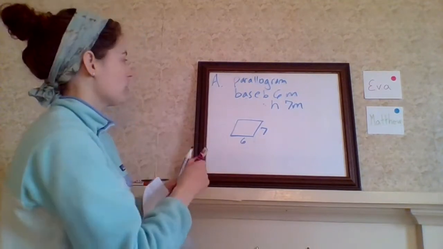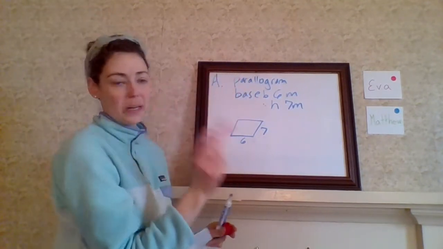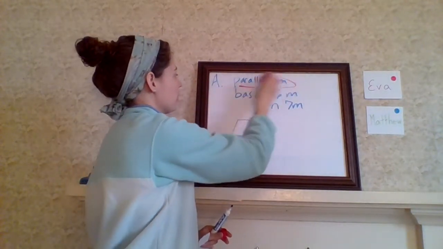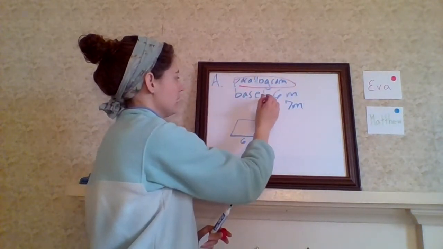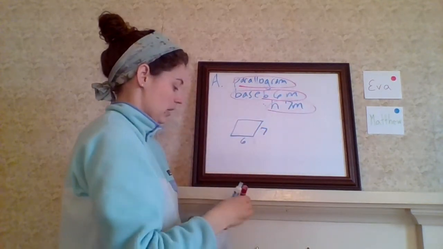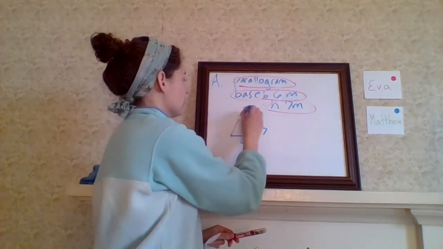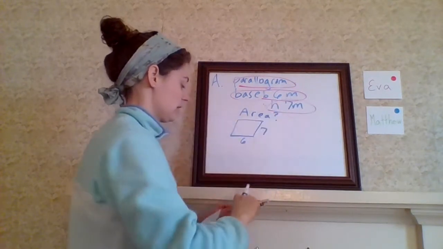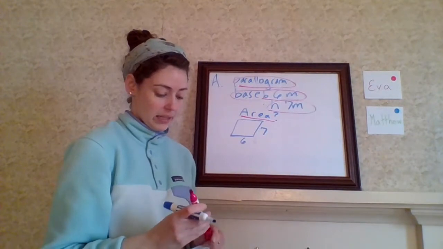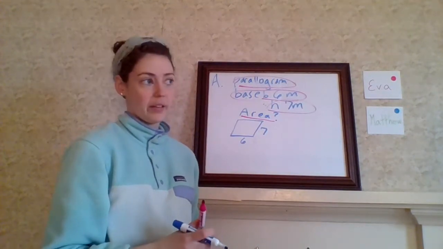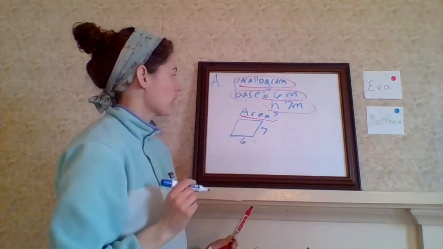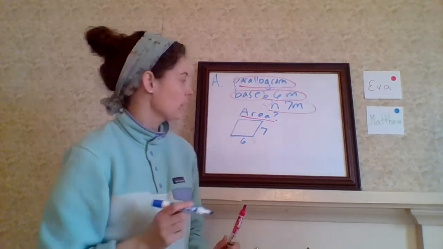So what we want to do is underline and circle what we know. Well, we know it's a parallelogram. We know the base is 6 meters and we know the height is 7 meters. And we want to find out what is the area. So we'll underline area because we don't know what the area is, but we do know a lot of other things. So we draw our sketch and then we decide what kind of formula we want to use.